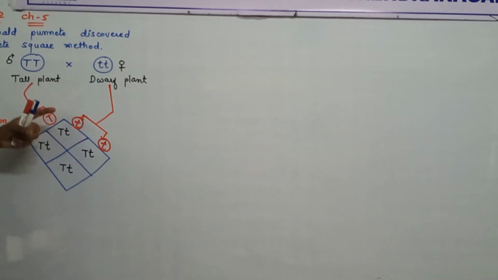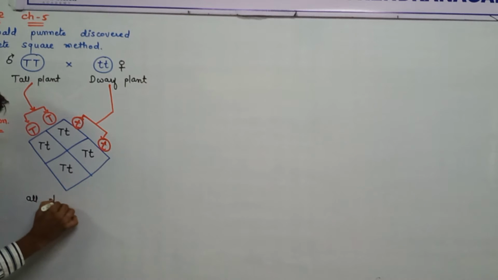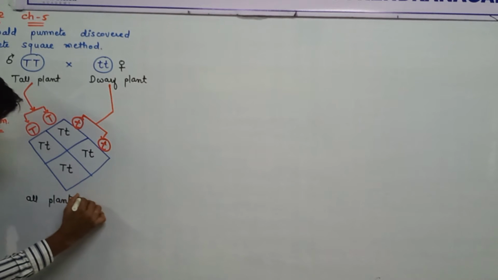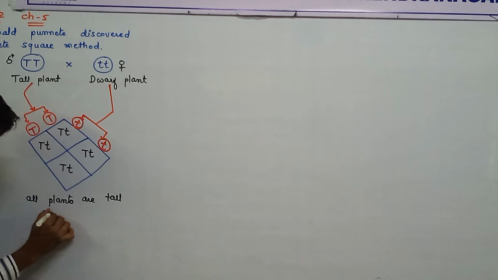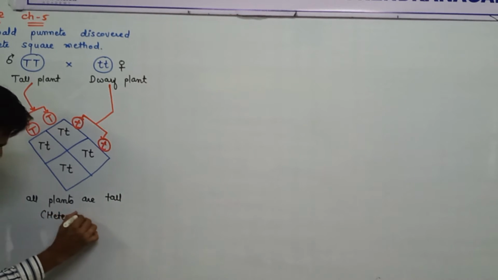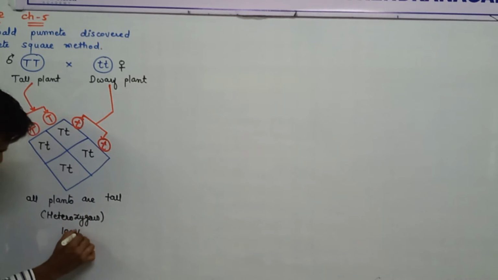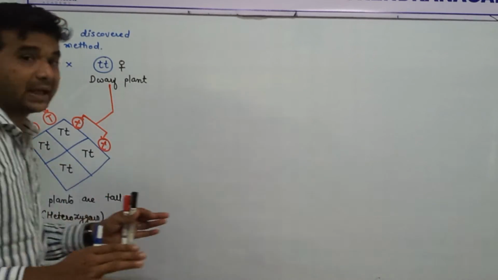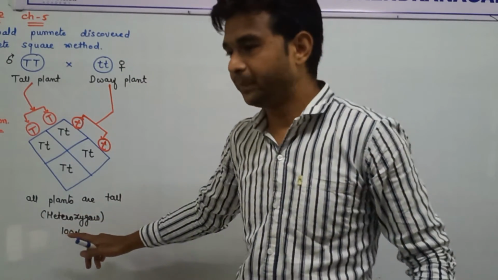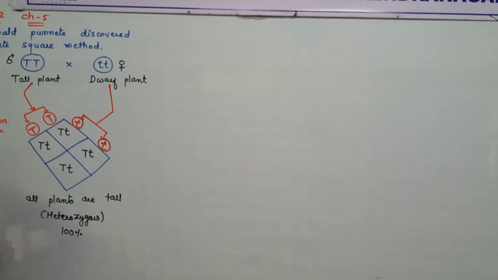Fine. So in the F1 generation what we can write is that all plants are tall and heterozygous, and 100%. Fine. So next, what we write, here this is the F1 generation Punnett square, you can draw this one. Fine.